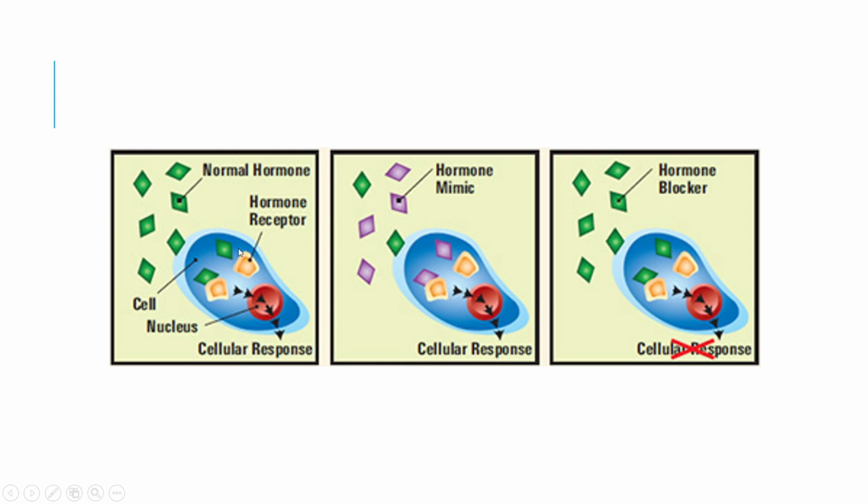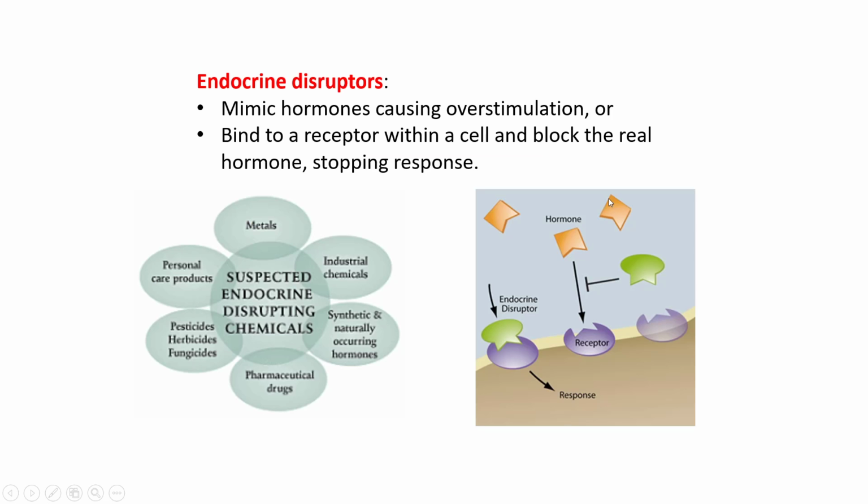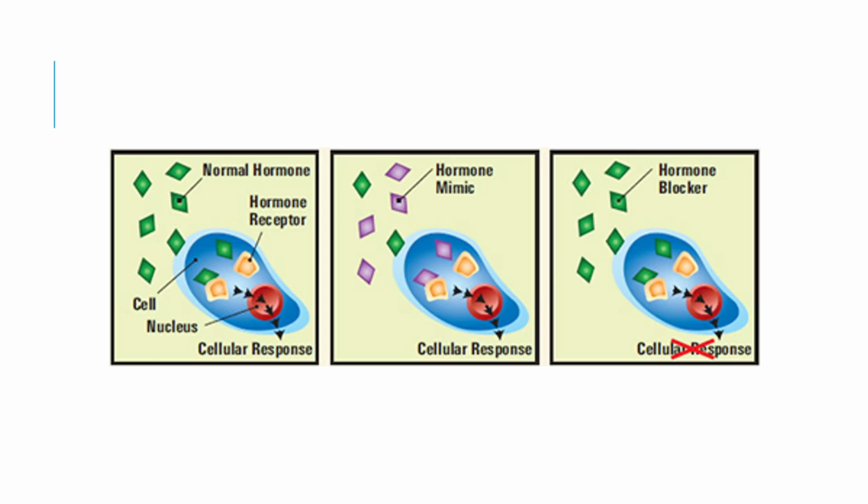But essentially in a normal cell, you have normal hormones that are received by hormone receptors that end up sending a signal to the nucleus to cause a cellular response. But a hormone mimic can actually cause that cellular response, which then maybe causes an overstimulation. On the other end, you might have a hormone blocker, which blocks the hormones from getting in, which stops the process of a cellular response. So this would be a blocking. If you remember from back here, you might have overstimulation, or you might have a stop of the response in general.